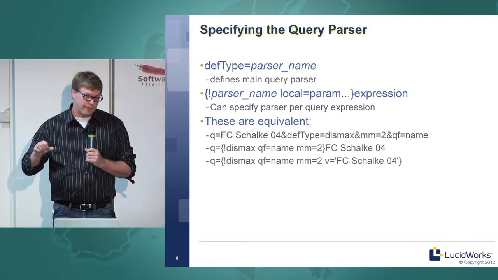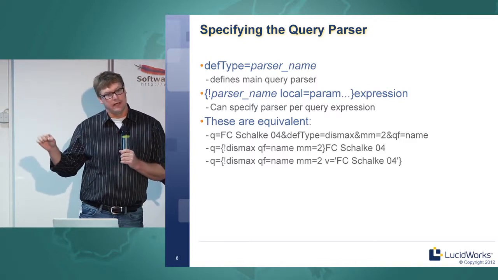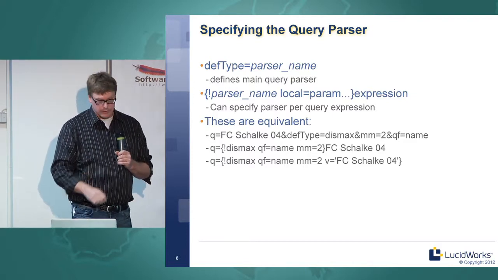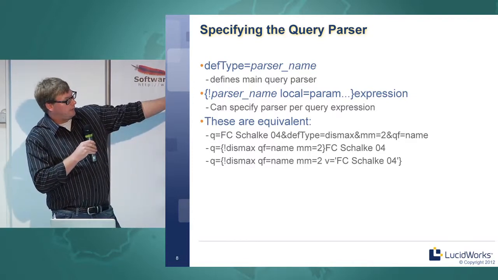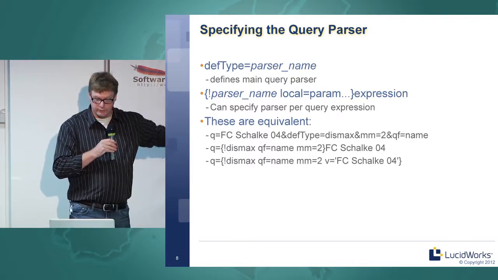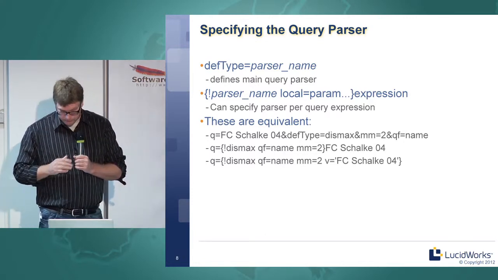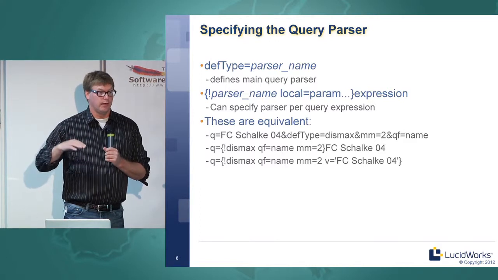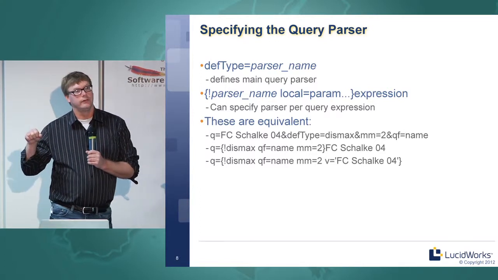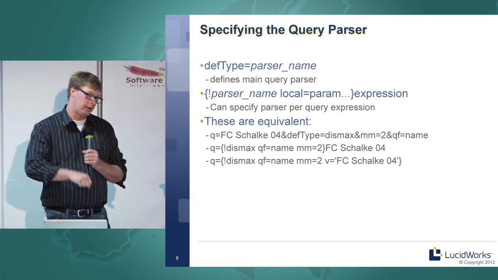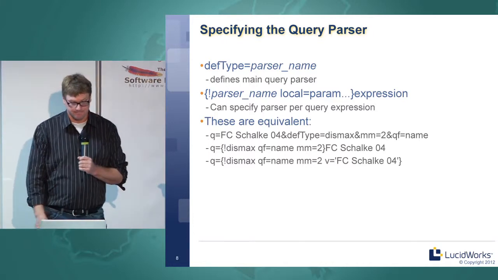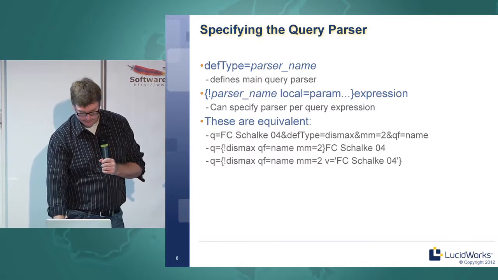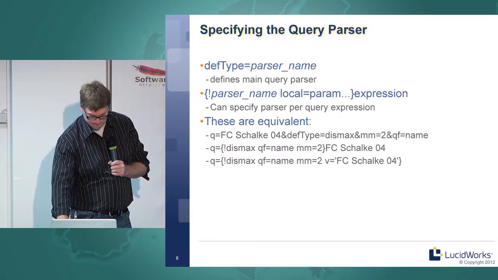Not only can you provide the expression outside of the curly brackets, there's another parameter just simply called v for value that you can provide, and you can see that in the last example there. So all three of these examples right here are equivalent, and we'll see cases where using that v syntax will be important when we start getting to nested queries and so on. Okay, so this will be a good reference here for the mechanisms for specifying the query parser.